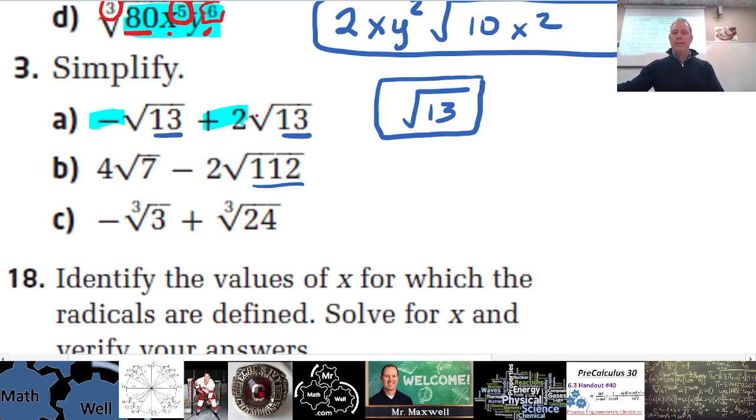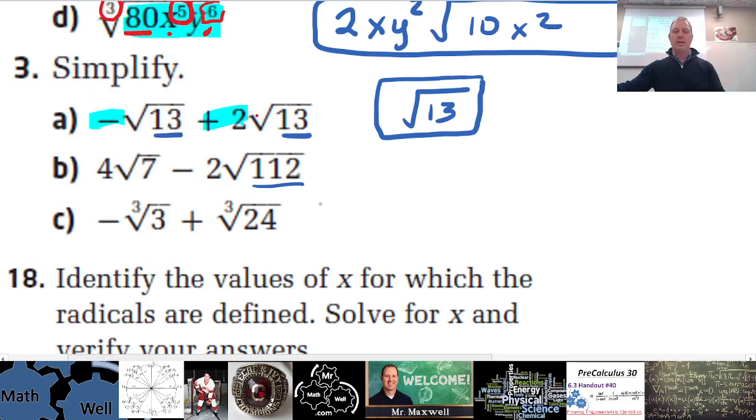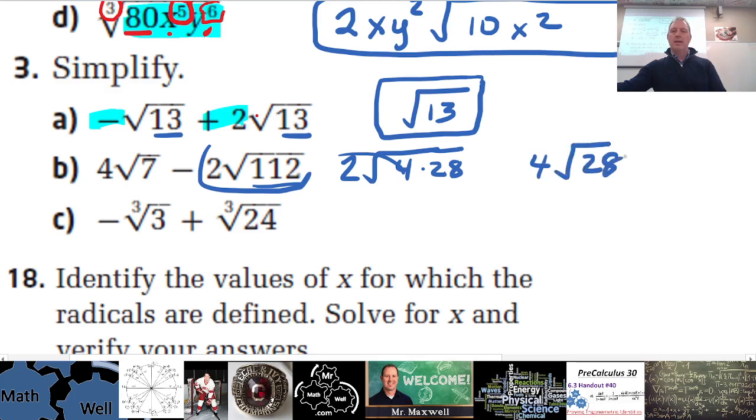Let's try 4. Okay, so does 112 divide evenly by 4? Let's just see. 112 divided by 4. I know that's a perfect square. Look at that. It does, 28. So let's say that you started to simplify this and you said, oh, 4. There we go. I'm going to take a 4 out, and I know that that's times 28. So guess what? This right here can simplify. That 4 comes out as a 2. 2 times 2 is 4 root 28.